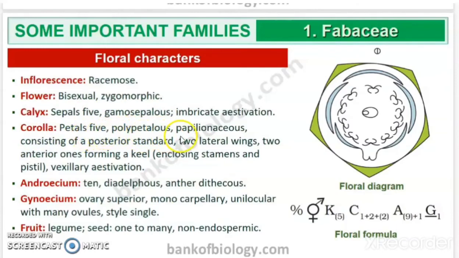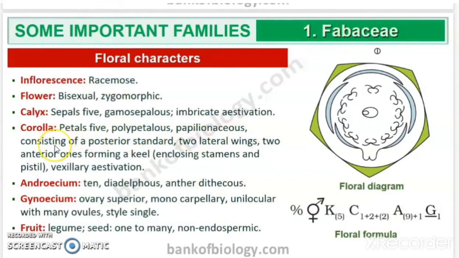What is this polypetalous? Petals are of 2 types. One is gamopetalous and the other one is polypetalous. Polypetalous means they will have free petals, right? So in these flowers the petals will be free and their estivation is papilionaceous estivation, right? I hope you remember about vexillary estivation, right? So that is called papilionaceous estivation.